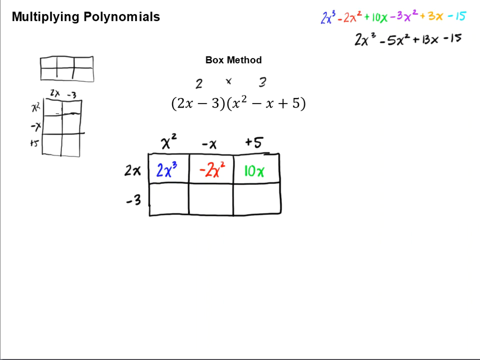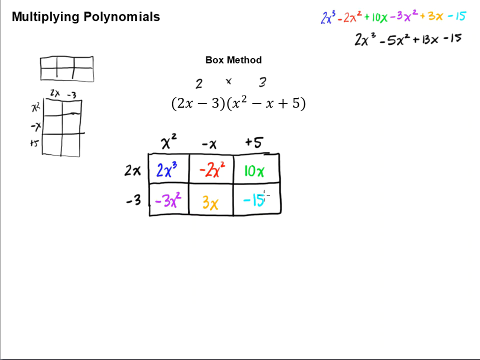Then down here, I multiply the negative 3 and the x squared together, and it gives me negative 3x squared. Then here, negative 3 times the negative x is positive 3x. And positive 5 times the negative 3 is negative 15. And those are going to be my terms for my answer.